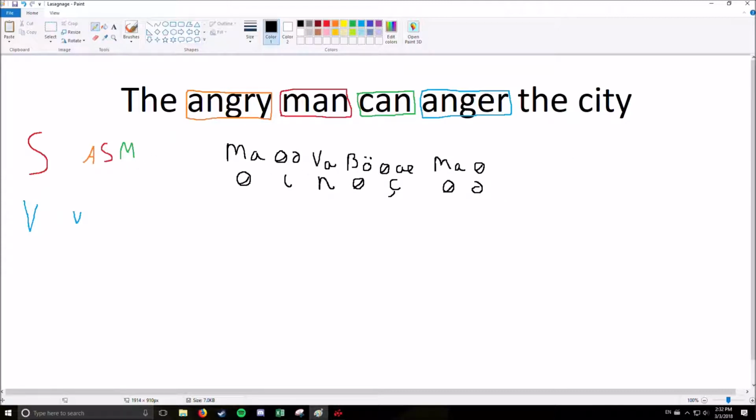And then for the last part, for our object, we only have a direct object. And in that case, it is the city, or in this case, just city, because as I said before, the and a are not used in our language. And so then city, as we have talked about before, is Teb Din. And so there, if you wish to translate the angry man can anger the city, you get Mathil van Buthek Matha Tebden.